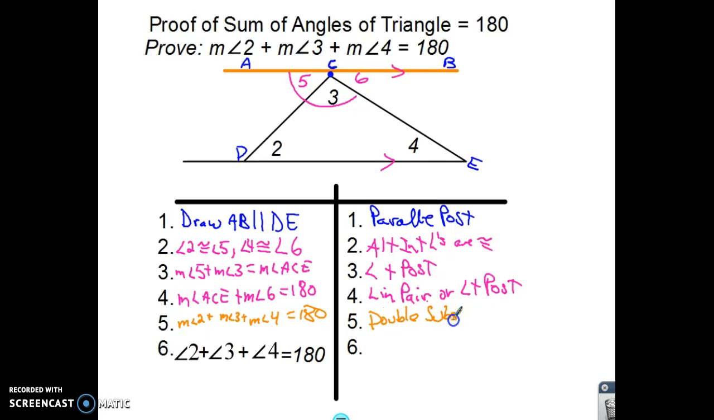Double substitution. So there you go, folks. There's how we know that the angles of a triangle add up to 180.